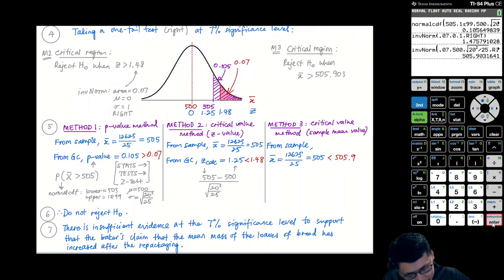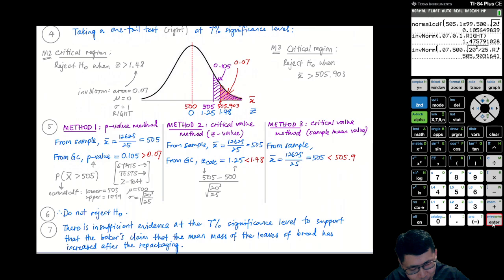This is over here, this particular one, 505.903. Okay, and so because of this, the 505.9 is here, 505 should be on the left hand side, which is outside the rejection zone. Okay, and because of this, we do not reject H naught and so on.